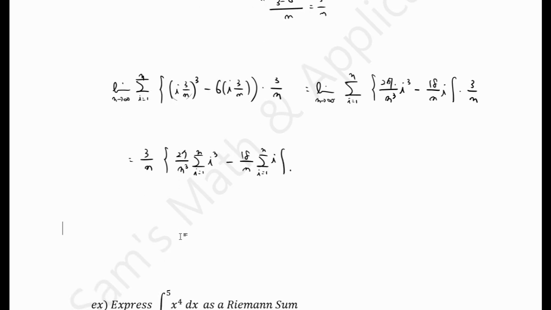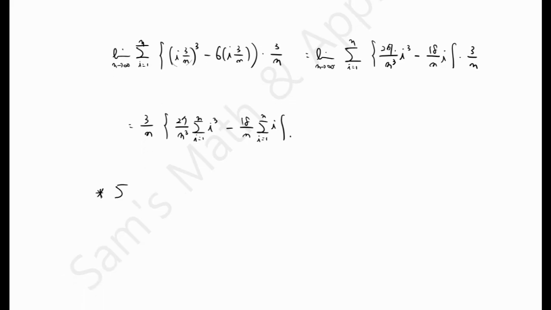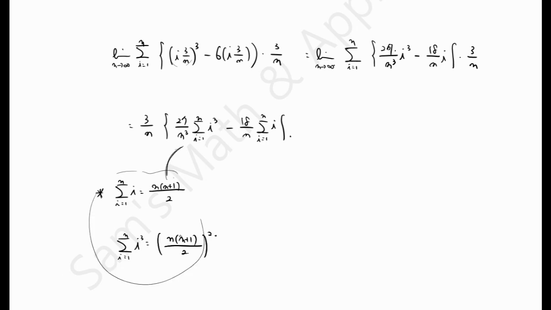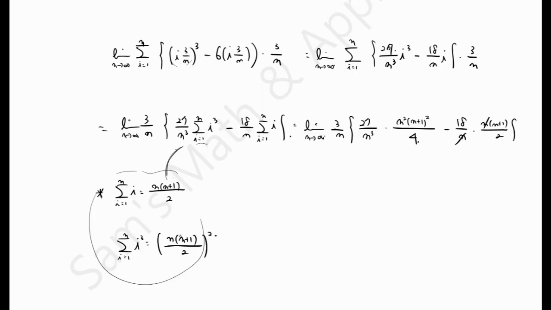So we have already known that the sum of i from 1 to n is n times (n plus 1) over 2, and the sum of i cubed from 1 to n is (n times (n plus 1) over 2) squared. Putting this result into the Riemann sum, we find the limit as n approaches infinity of 3 over n times 27 over n cubed times n squared times (n plus 1) squared over 4, minus 18 over n times n times (n plus 1) over 2. This cancels, and this also cancels.